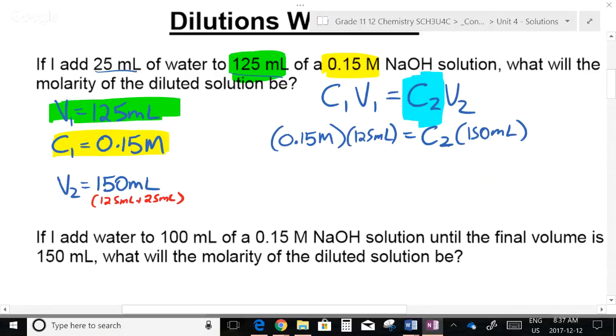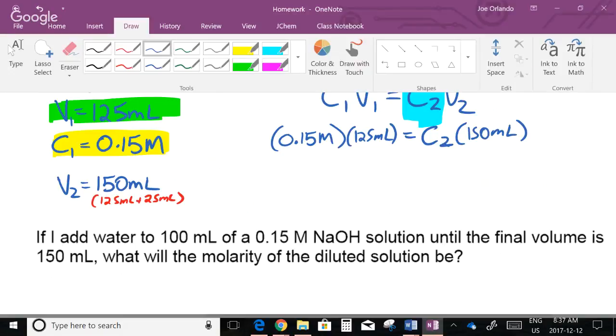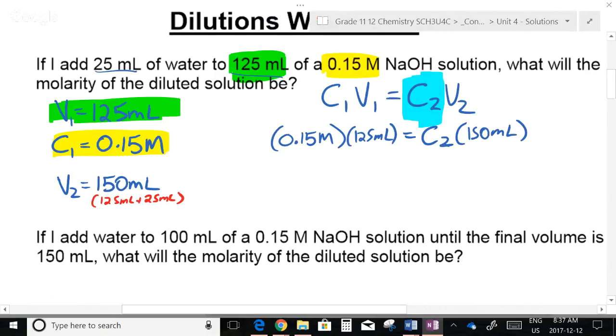Now, interestingly, some of you noticed this the other day. Some of you didn't. Do I need to convert these milliliters to liters? Why not? When I manipulate this, what's going to happen to those units? They're going to cancel. As long as my two volumes are in the same unit, they don't need to be in the same unit as my concentration. I could have 3 gallons and 5 gallons here. That would be okay. So what am I going to do to solve this now for C2?